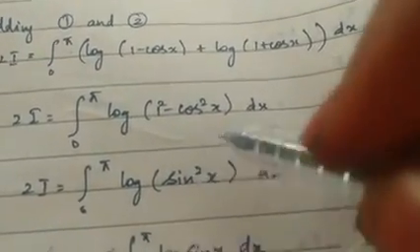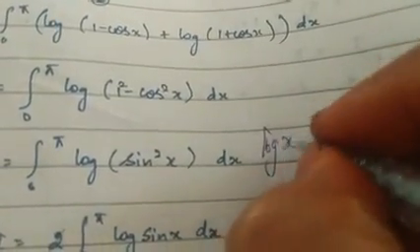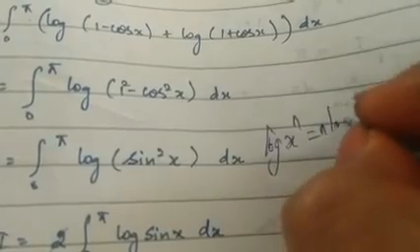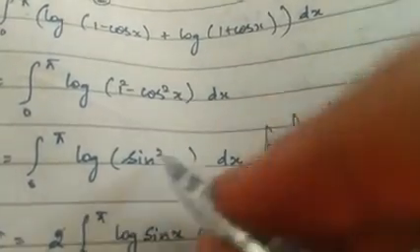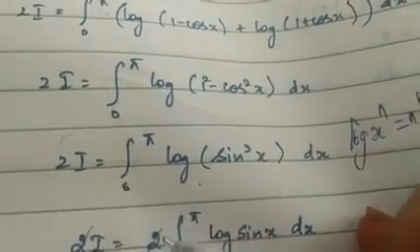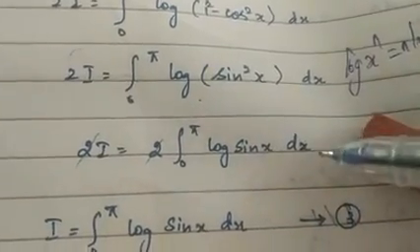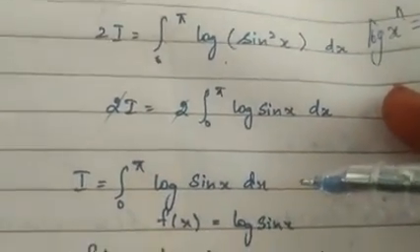Now log x power n can be written as n into log x. Therefore, according to that, you can write 2 into log sin x dx. Here the 2 and 2 will get cancelled. Therefore, you will get I equal to integral 0 to pi log sin x dx.